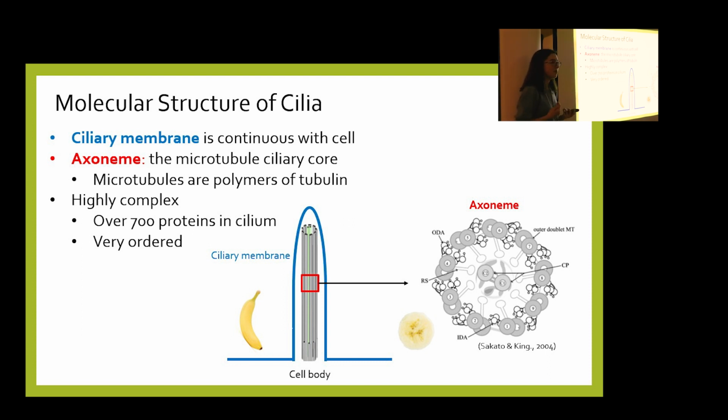And some of you may be familiar with microtubules. These are the same types of microtubules that are found in the mitotic spindle that separate chromosomes during cell division. Microtubules are polymers of tubulin, and I'll be using tubulin as a marker for the axoneme throughout my talk. And cilia are very complex structures. There's over 700 proteins involved in this structure that are very highly organized. And I want to give you just two examples of the high complex order of the axoneme.